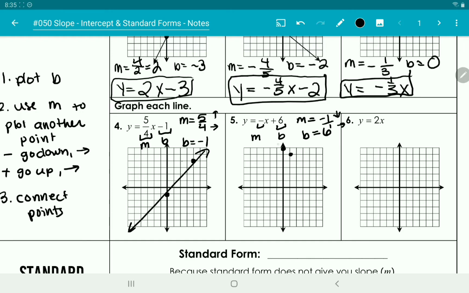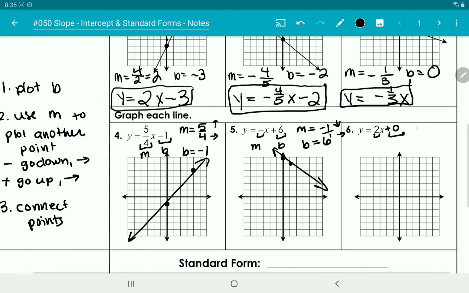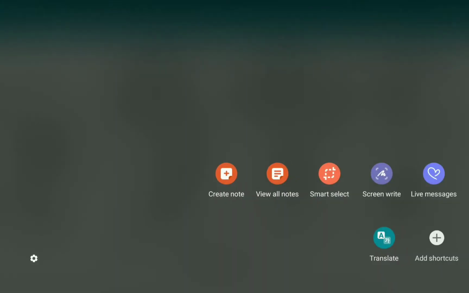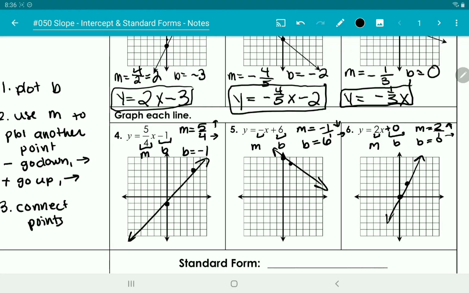Okay? And then again, connect them. And then this last one, we have 2x, and then we don't have anything, so it's the same as +0. So the slope here is 2, and then the intercept is at 0. So we plot that right at the origin. And then since it doesn't have a fraction, we're just going to put it over 1. So it's positive, so we're going to go up 2 and to the right 1. And then from there, you just have to connect the lines. Okay?